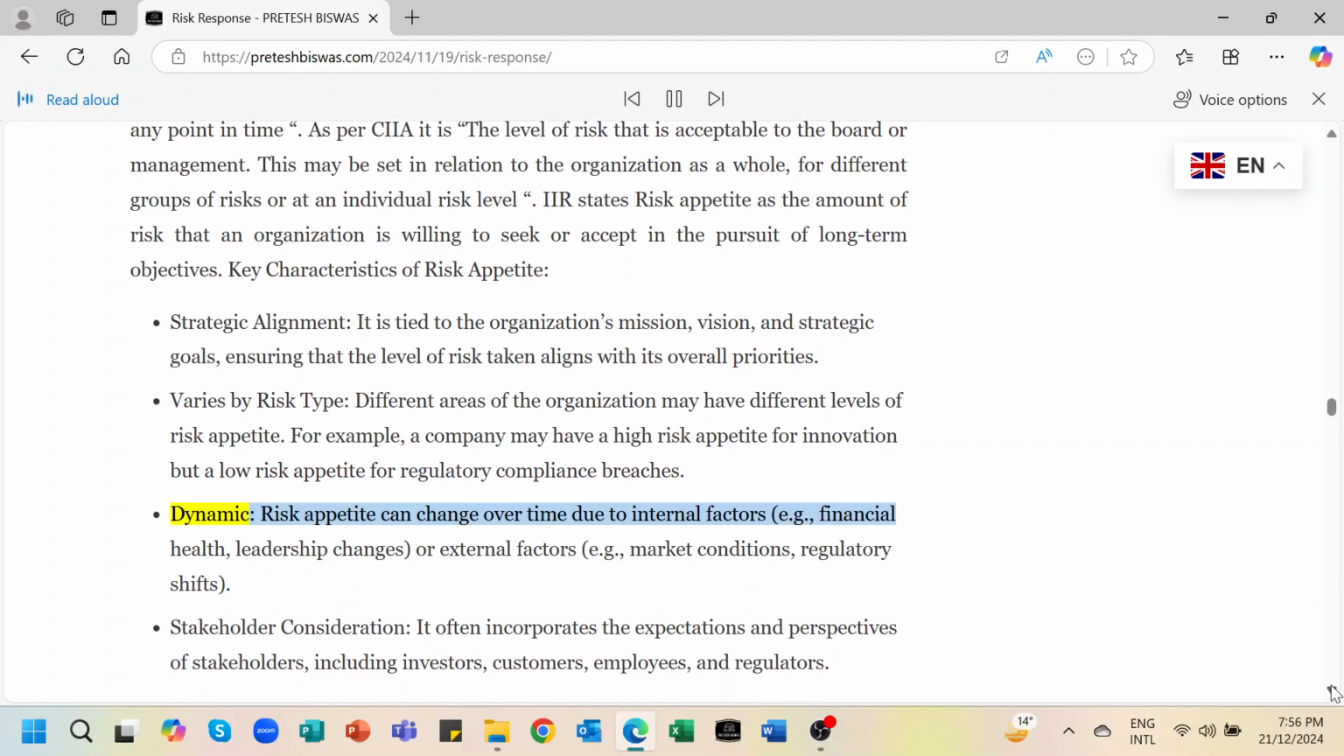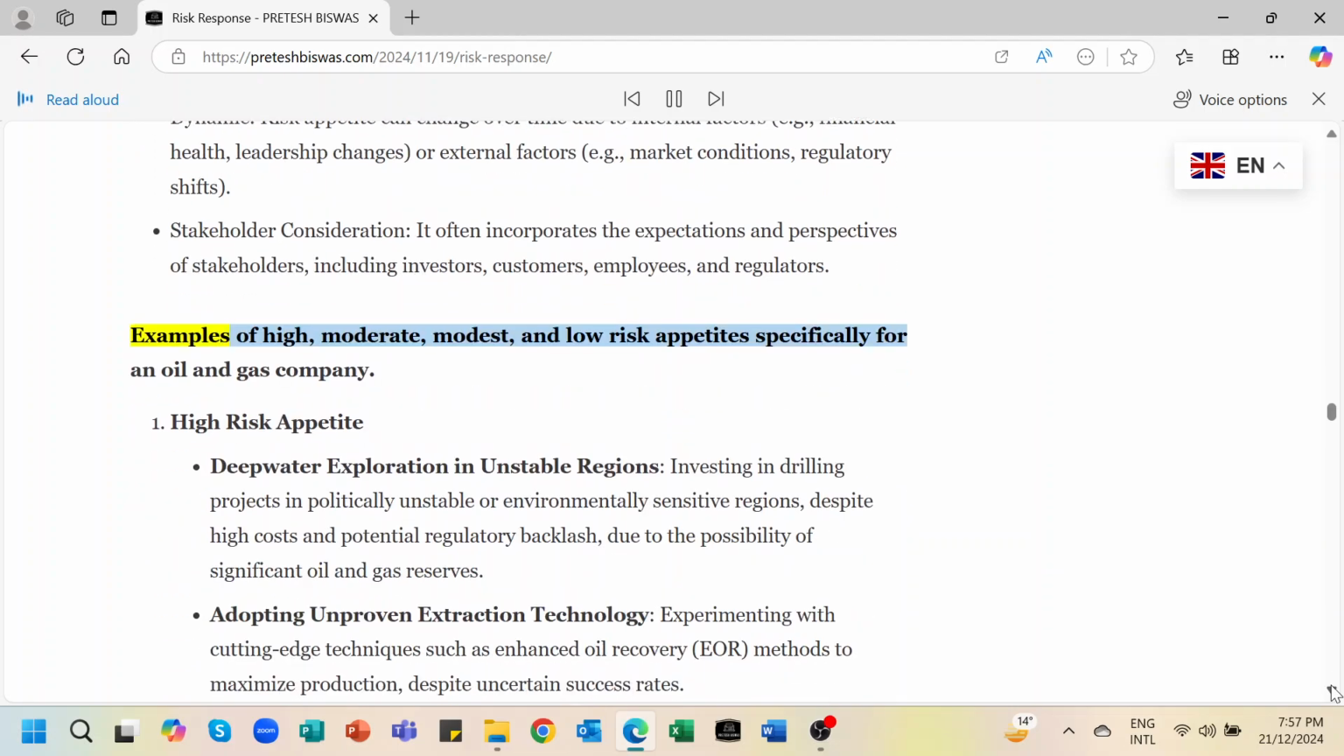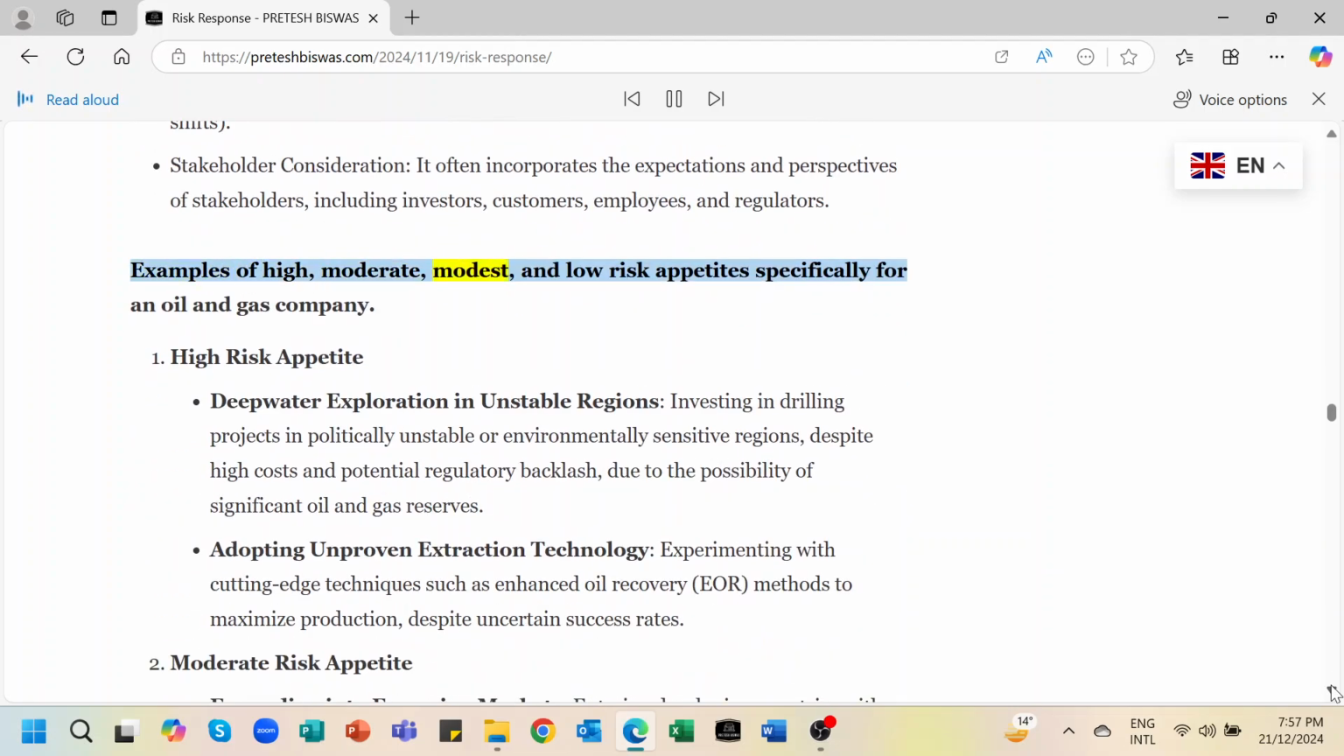Dynamic. Risk appetite can change over time due to internal factors, e.g., financial health, leadership changes, or external factors, e.g., market conditions, regulatory shifts. Stakeholder consideration. It often incorporates the expectations and perspectives of stakeholders, including investors, customers, employees, and regulators. Examples of high, moderate, modest, and low risk appetites specifically for an oil and gas company.